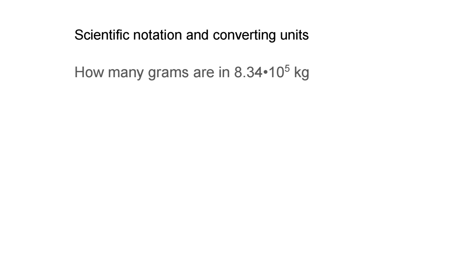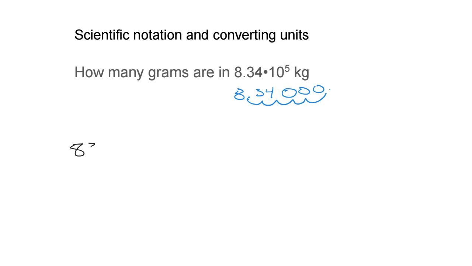Let's convert units, starting with the number in scientific notation and then finishing with the number in scientific notation. So the question is, how many grams are in 8.34 times 10 to the 5th kilograms? Let's just right away convert that 8.34 times 10 to the 5th into just an expanded number. So I'm going to move the decimal place 5 units to the right. So 1, 2, 3, 4, 5. Fill in some zeros.